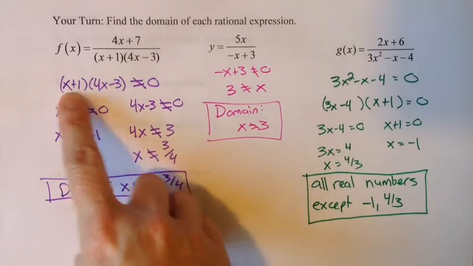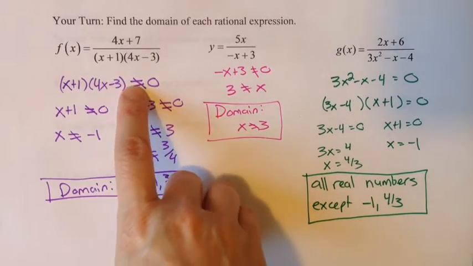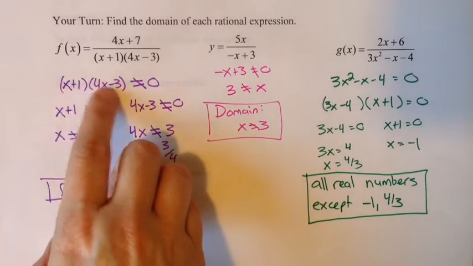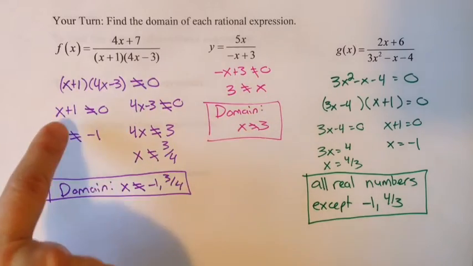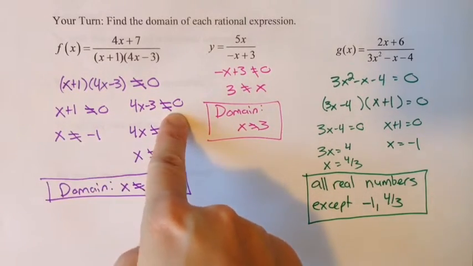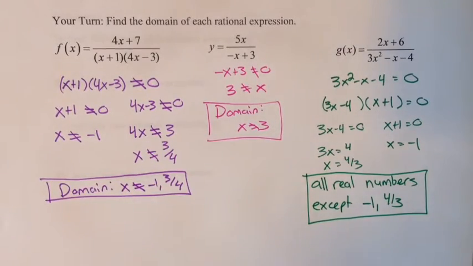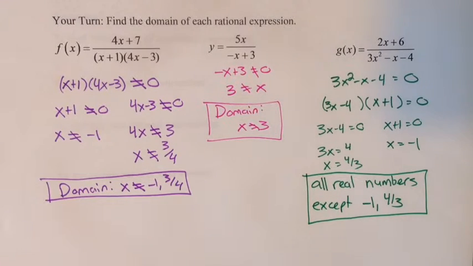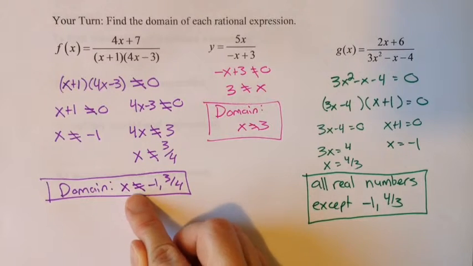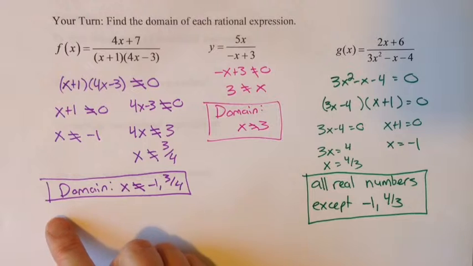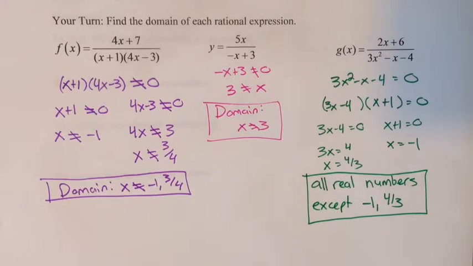So I take my denominator and set it equal to 0, or maybe I'm thinking set it not equal to 0, since that's what it's not allowed to be. I've got two things being multiplied together to equal 0, which means that either the first one, x plus 1, is 0, or 4x minus 3 is 0. Then I can solve those little equations, and I end up with two values, -1 and 3/4, that x is not allowed to be. One way to say that is that the domain is x cannot equal -1 or 3/4. You can also write that down in words, all real numbers except -1 and 3/4.